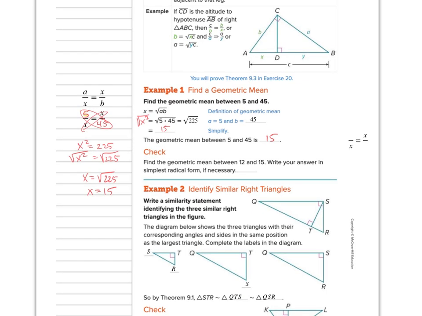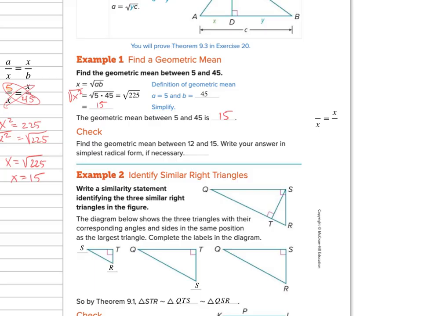So doing this check, feel free to do it on your own. Stop the video and then check it. But what they're asking us here is find the geometric mean between two numbers. Again, this is my geometric mean between two positive numbers. There you go. So when I cross multiply, you get x squared is equal to 12 times 15.